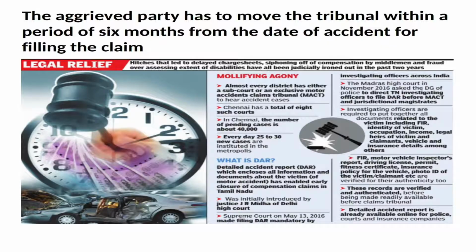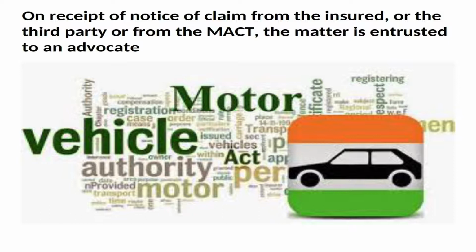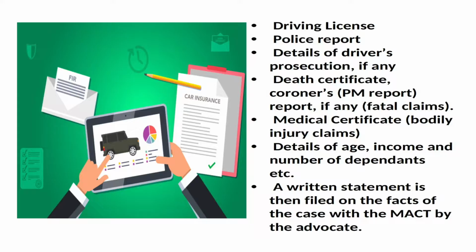The procedure to be followed for third party claims is as follows. First, the aggrieved party has to move the tribunal within a period of 6 months from the date of accident for filing the claim. Second, on receipt of notice of claim from the insured, the third party or the MACT, the matter is entrusted to an advocate. Full information relating to the accident is obtained from the insured. The various documents are collected, and these include: driving license, police report, details of driver's prosecution if any, death certificate, coroner's report if any fatal claims are there, medical certificate for bodily injury claims, details of age, income and number of dependents, etc.